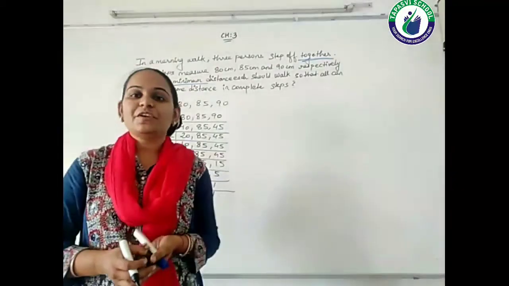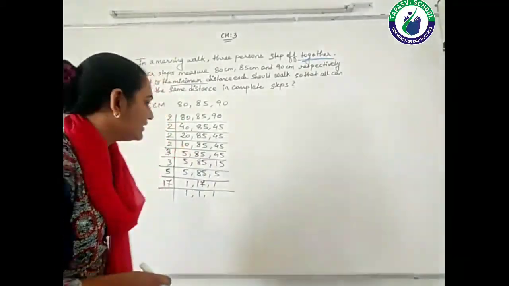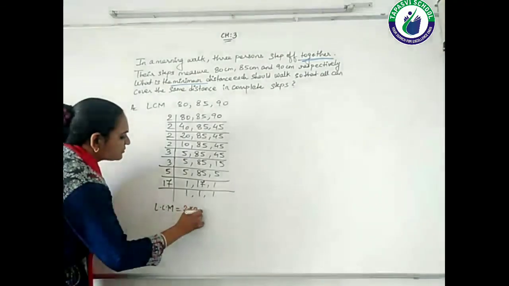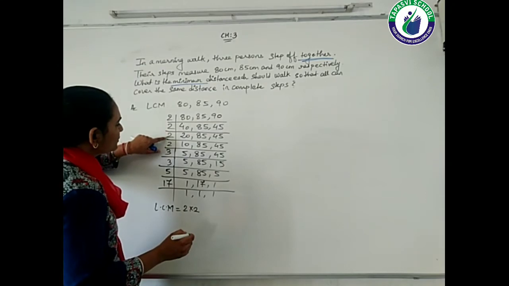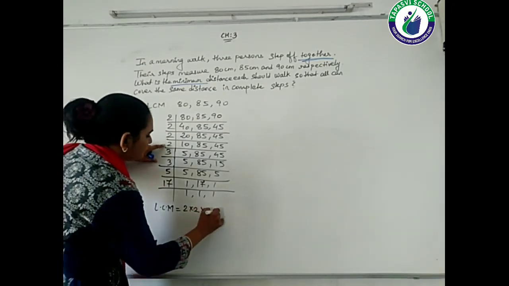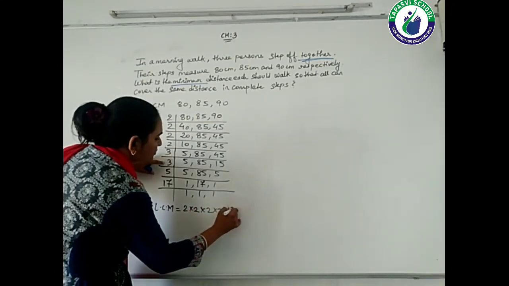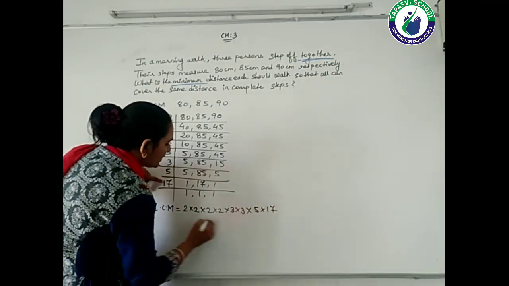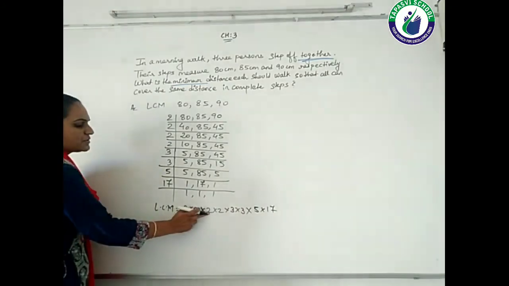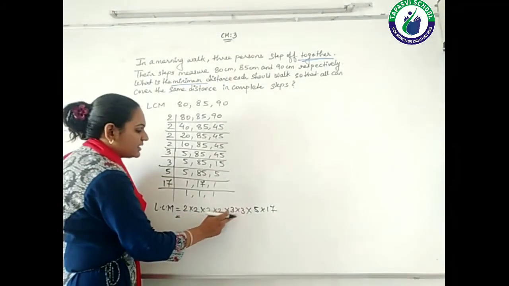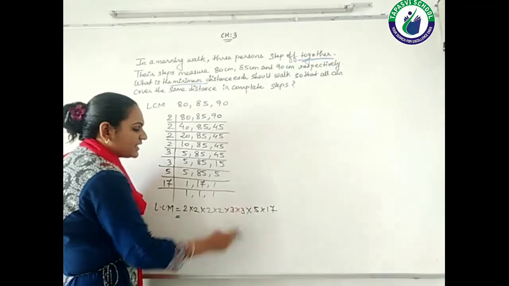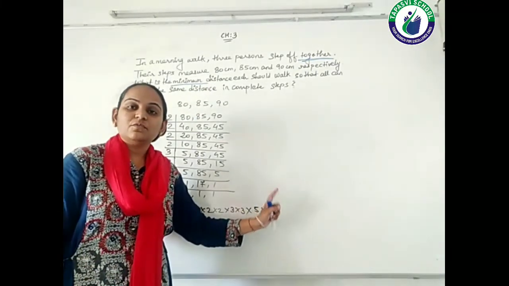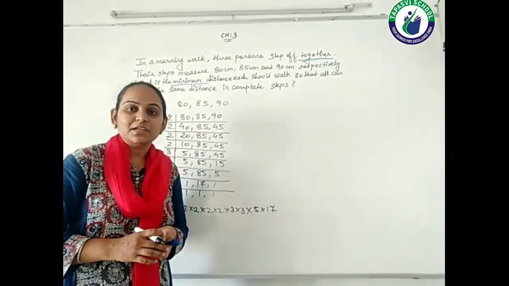Done. Now what do we have to do? We have to multiply that, right? To get the LCM. So 2 into 2. How many times 2 is there? 1, 2, 3, 4. How many times 3 is there? 2 times. And how many times 5? 1 time. How many times 17? 1 time. So 2 2s are 4, 4 2s are 8, 8 2s are 16, right? And 3 into 3 is 9, 16 9s are 144. 144 into 5, and whatever the answer comes, then we have to multiply with the 17 also, right?